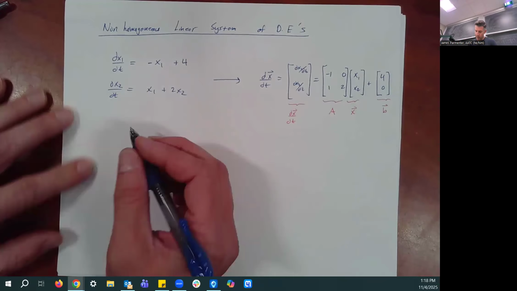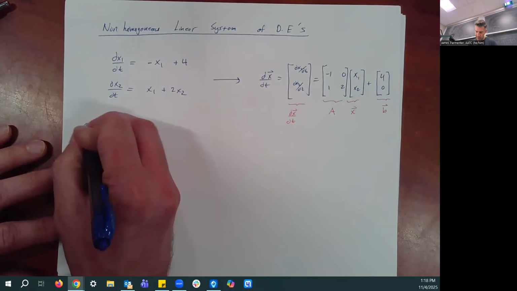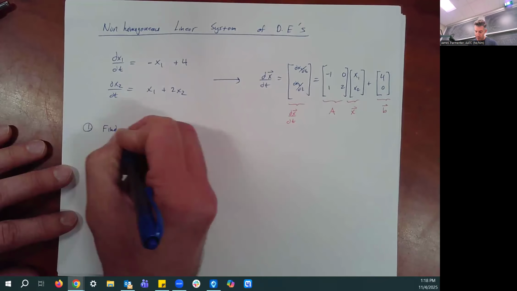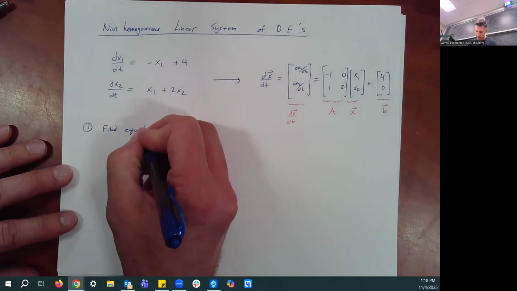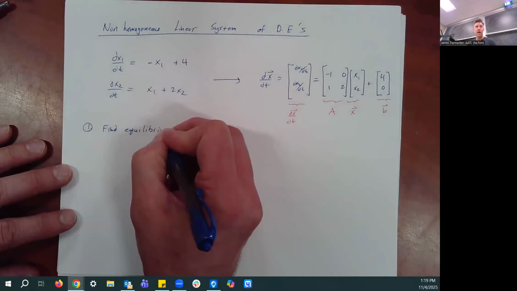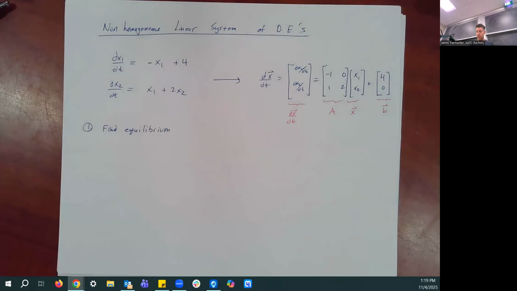So first step, find the equilibrium, which will not be 0, 0. But still easy enough. We just find it by setting each of the equations equal to 0.